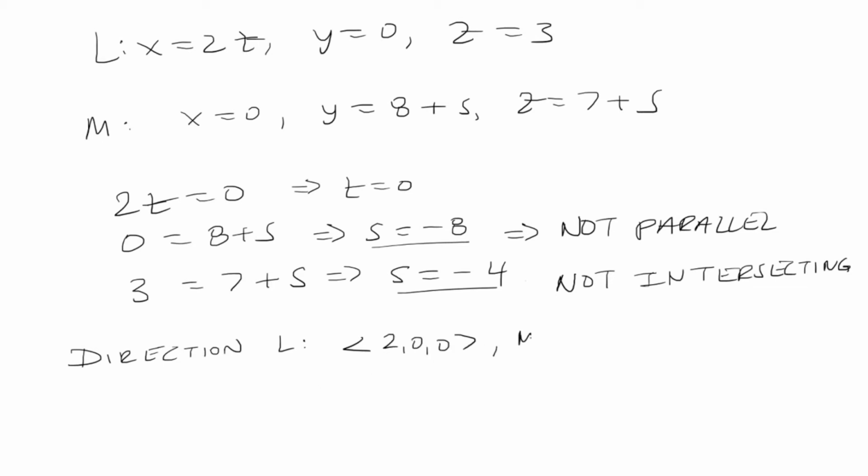And then for line M, there's no s here, but there's one s and one s. So it's 0, 1, 1. So clearly, these are not parallel because they're not going in the same direction. So they're not parallel, they're not intersecting, so they must be skew lines.